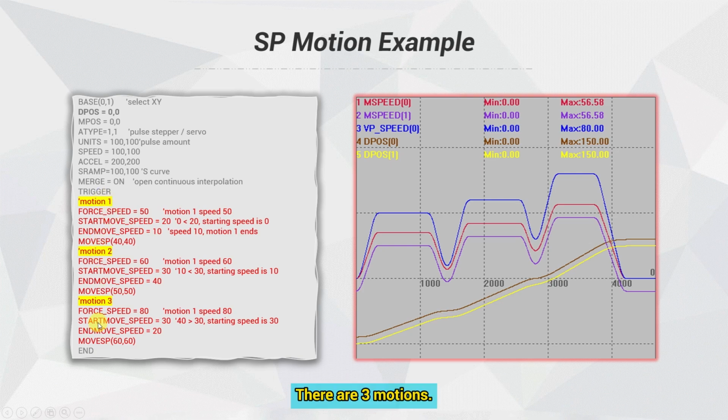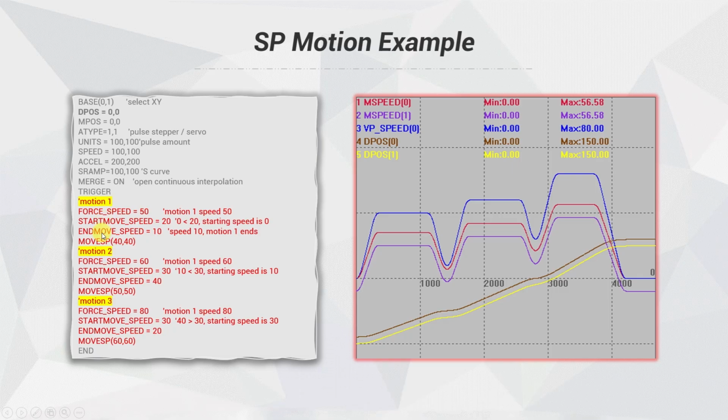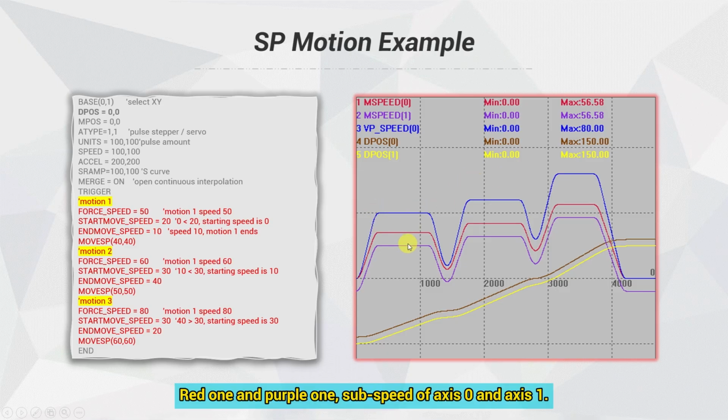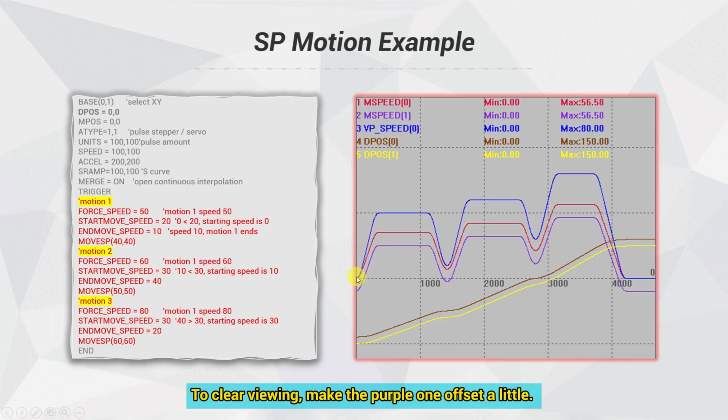There are 3 motions. It can be seen they are with different forced speed, starting speed, and end speed. And here we capture one running curve. The blue line is the composed speed. The red one and purple one are the subspeeds of axis 0 and axis 1. For clear viewing, the purple one is offset a little. Then, these two are the axis 0 and axis 1 position trajectories.